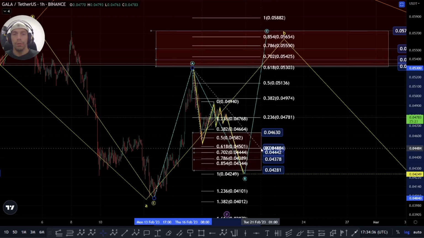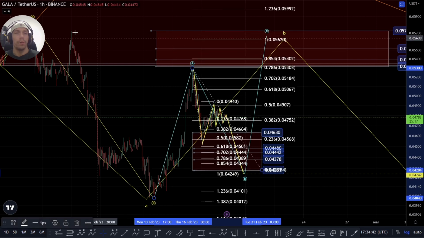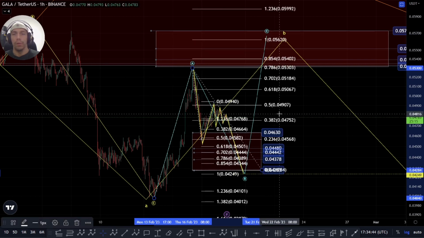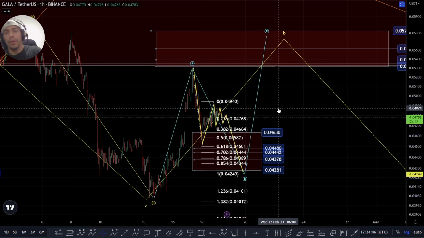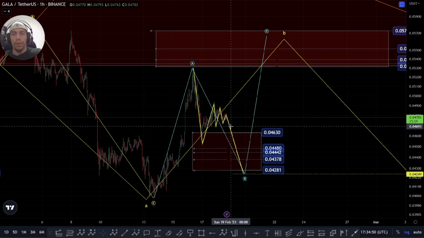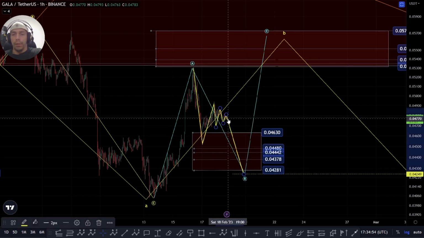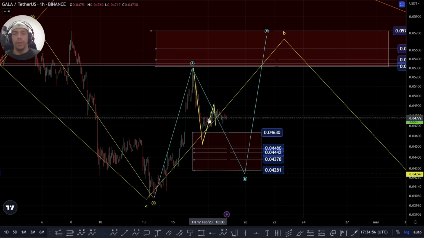If we came down towards that 618, it would be sort of that higher range. But yeah, 786 would put us quite nicely into this zone of this previous high. So that would be something worth keeping an eye out on.